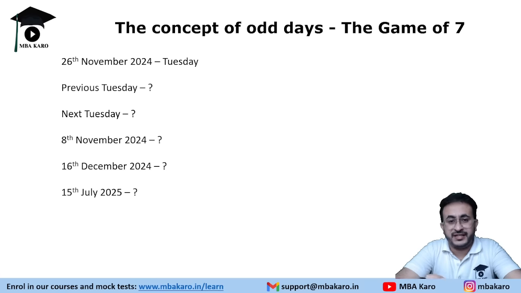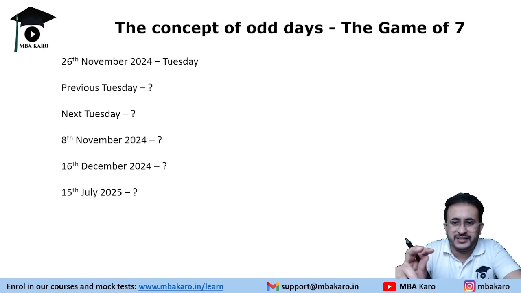So let's begin. Let's understand the concept of odd days. There's a term used, odd days, that you will find in different books and lectures everywhere. People call it odd days, or you can call it the gap of 7 days, whatever you want to call it. It is about weekdays, about 7 days.